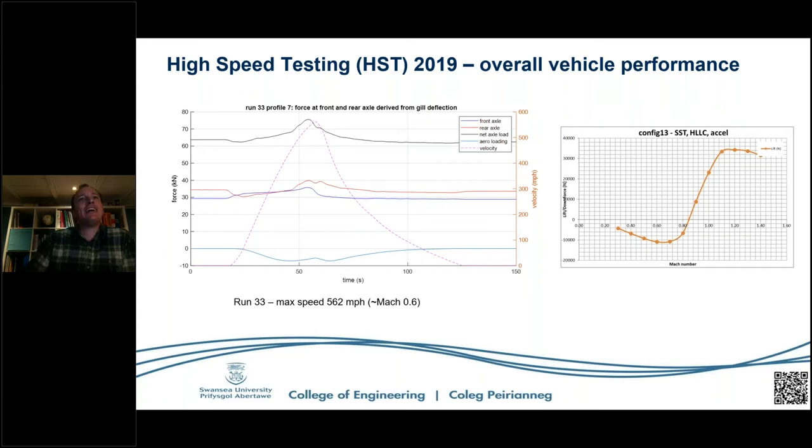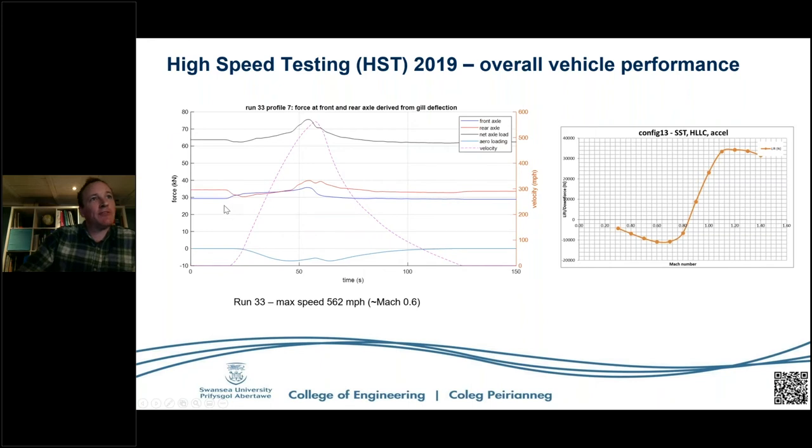So what we're seeing on the left-hand side here, the dashed purple line, and this is for run 33 of the car, where we hit a peak speed of 562 miles an hour. So this is the velocity against time curve, the purple line. The black line is the net download acting on the four wheels. You add up the loads on all four wheels, you get that black line. And then the red and blue lines are how that total load is distributed between the front axle and the rear axle. So the red is the rear axle, the blue is the front axle.